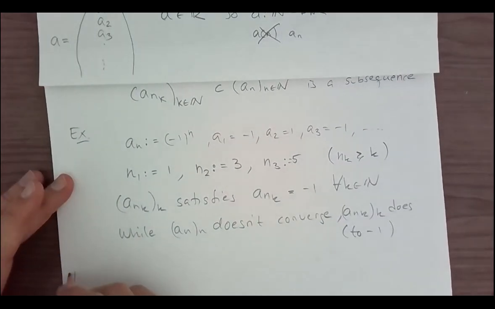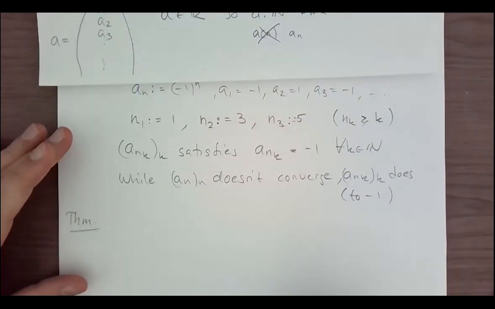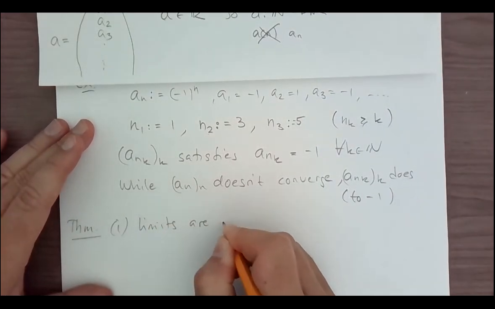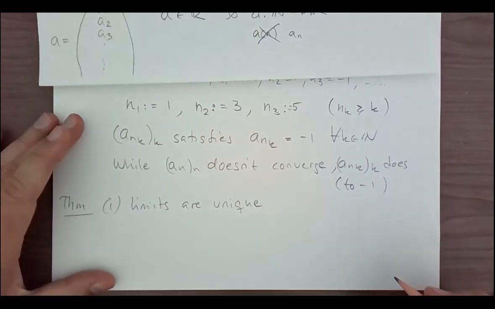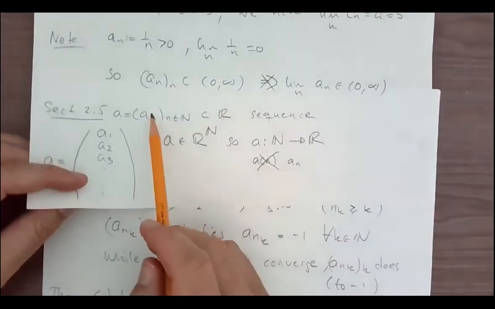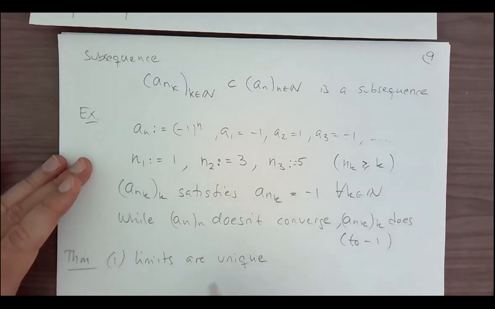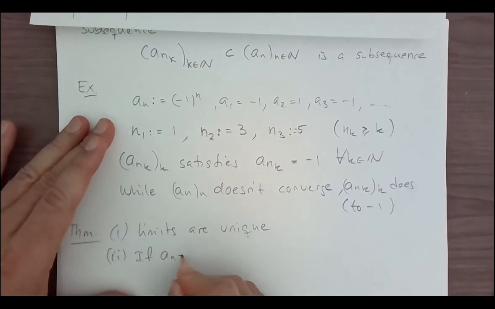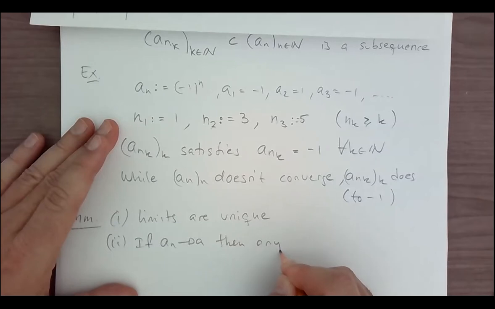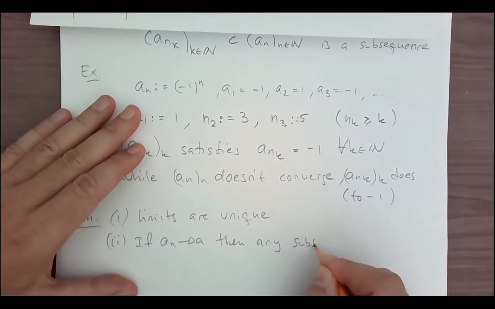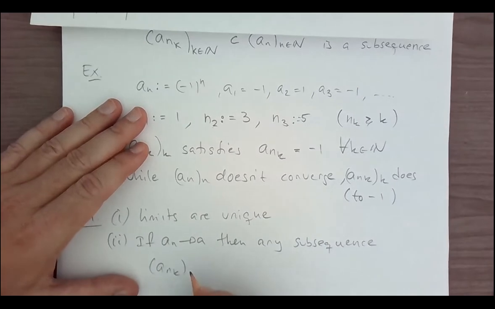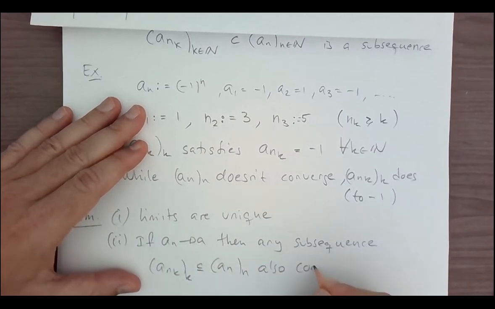And then some properties. Some of the first properties that we're going to see is that limits are unique. This can be no surprise: if a sequence converges, it converges to exactly one point. It doesn't converge to two points. One thing about subsequences is that if a_n converges to A, then any and all subsequences, let's call it a_{n_k}, also converge to A.